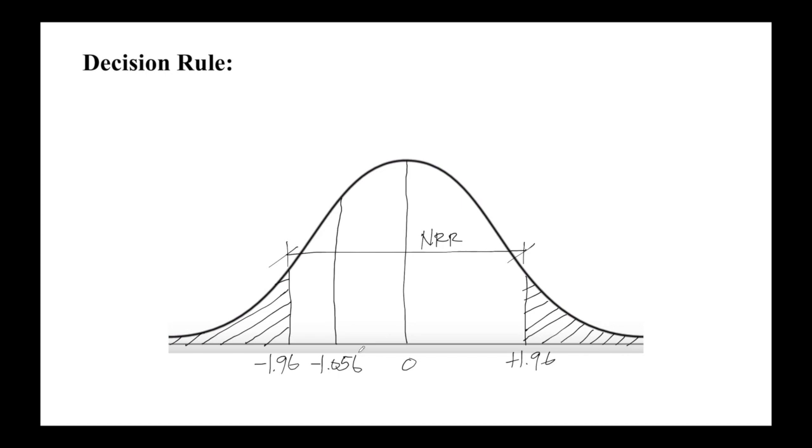Meaning to say, since that is not included in the rejection region, we shouldn't reject the null hypothesis. We do not reject the null hypothesis, or we are actually failing to reject. We fail to reject the null hypothesis.